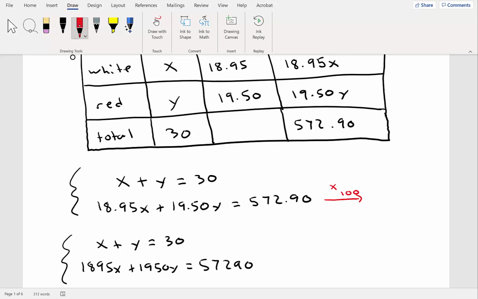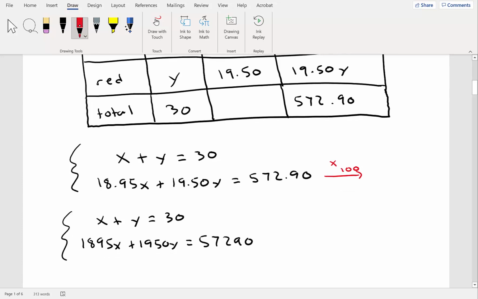Okay, now you go ahead and use the elimination method or the substitution method. I'm going to go ahead and use the elimination method in this problem. So you have to choose a variable to get rid of. I'm going to go ahead and get rid of my x's. So since the bottom equation has 1895x, I want the top equation to have negative 1895x. So I'm going to go ahead and multiply this by negative 1895.